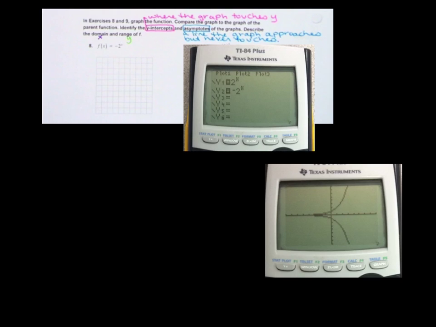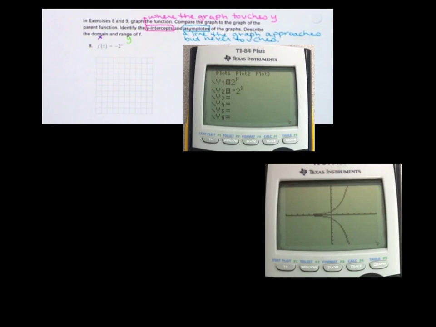The next portion of our notes is where we spent a good bit of our time today, and that was looking at graphs and talking about parent functions. So I want to talk about the parent function aspect of this first. So notice here in exercises 8 and 9, they asked us to graph the function. Now we did sketch the graph on the coordinate plane, but here I've inserted a screenshot of my calculator screen so that I can talk about the graph.